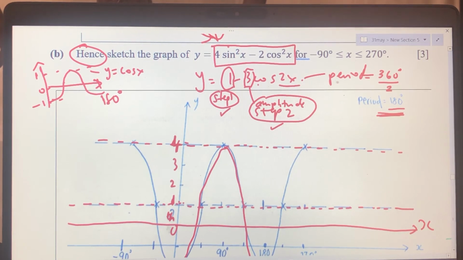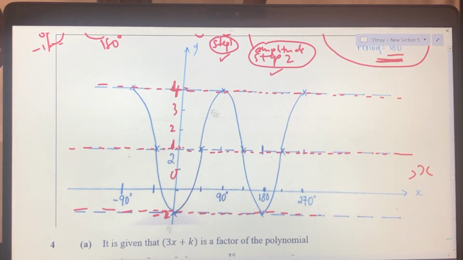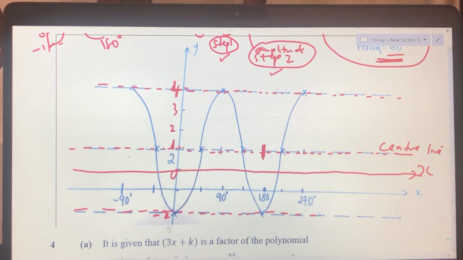I tell you what, you do the thing that you know how to do first, and that is the period. Meaning you mark down. You mark down here also can. What happened to my x-axis? It disappeared. Okay, so this is my x-axis. You mark down your 180 first. This is my center line. I'm going to mark here.